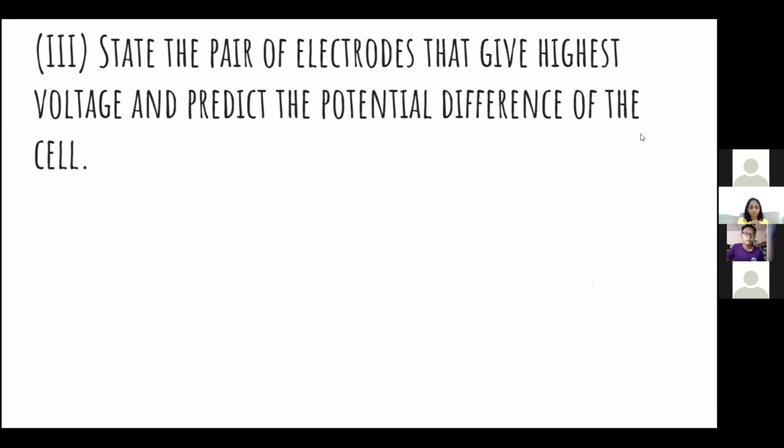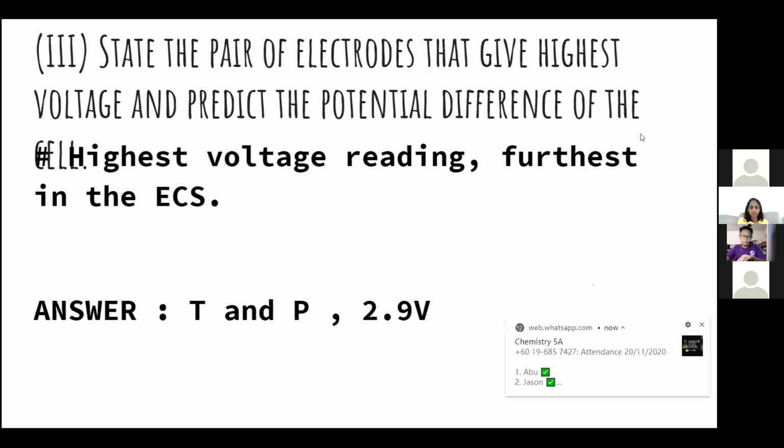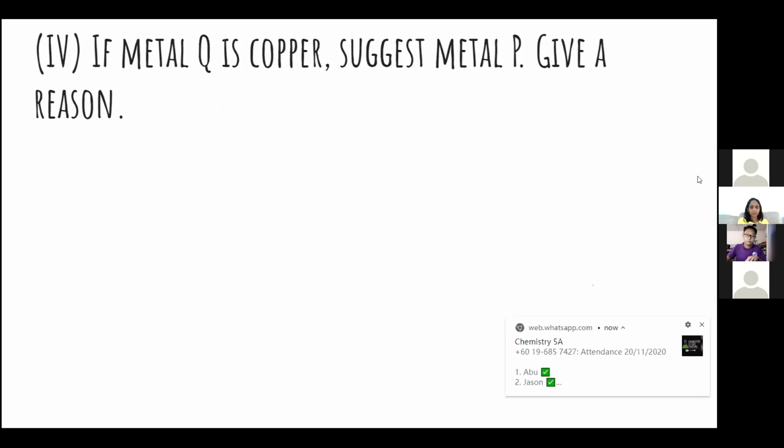For the third question, state the pair of electrodes that give the highest voltage and predict the potential difference of the cell. Just now Jason already showed the highest and the lowest, and we count it and we get 2.9 volt. Correct. Okay, yes, correct.